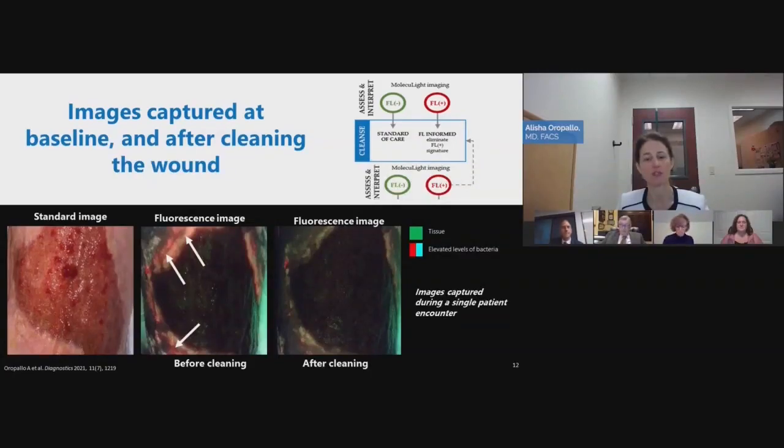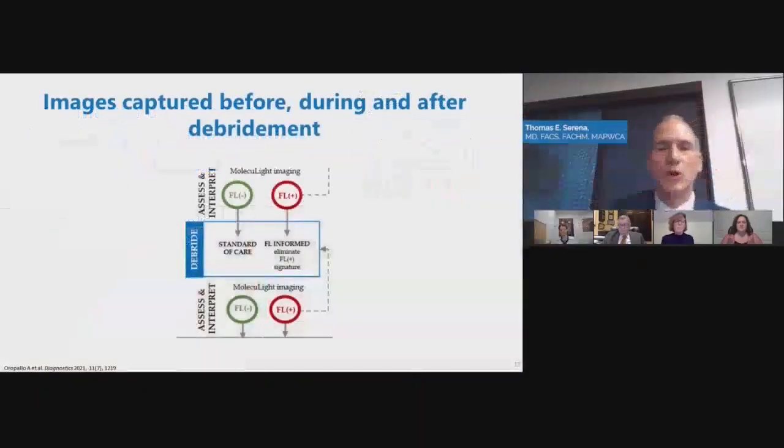The image shows fluorescence from bacteria, either red or cyan signals. If the tissue appears green, then it's just tissue itself. But here we can see the decrease in red fluorescence after a 30-second scrub with a commercial cleanser. So with this information, I can really target my care and treatment of wounds. Images can also be captured before, during, and after debridement.